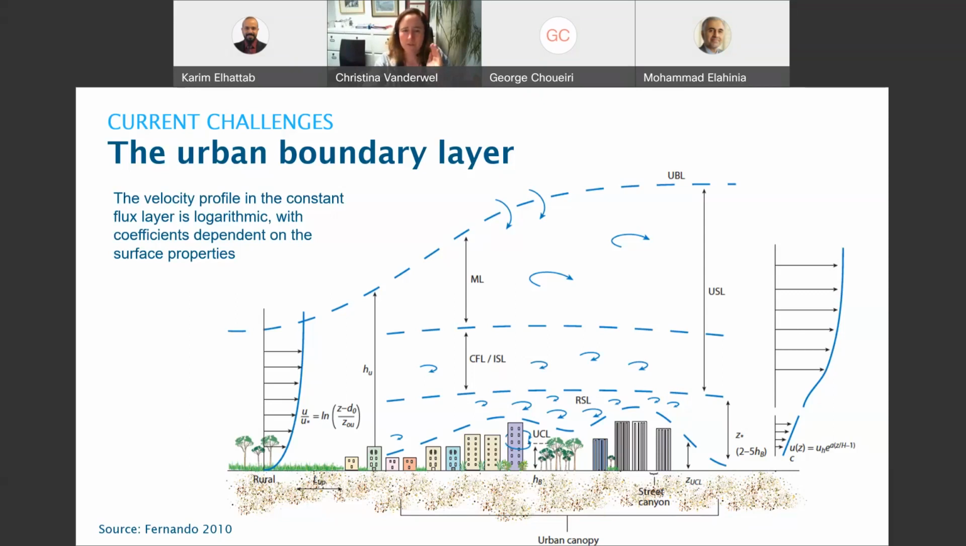So the trick that numerical weather prediction models need is, if you know the surface properties, then what is the log law that we expect of the wind profile above it? And yeah, those coefficients for the log law depend on the surface properties we have.